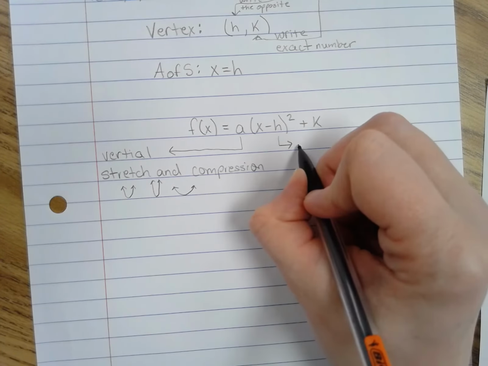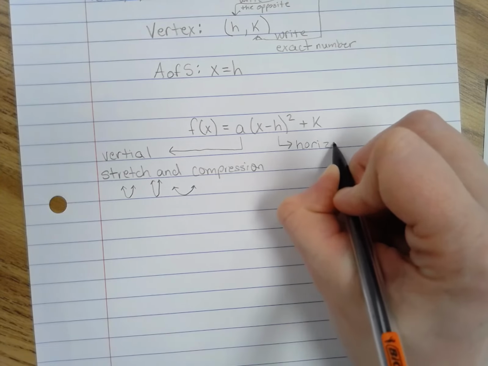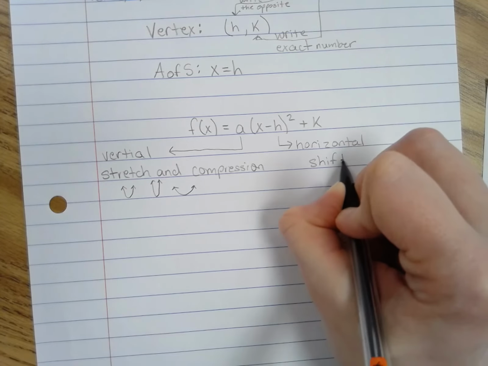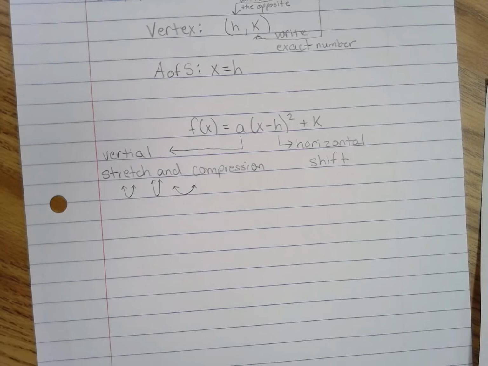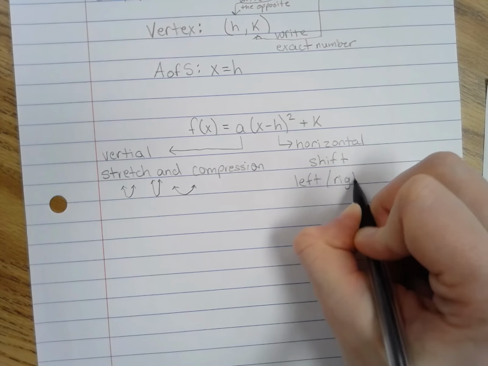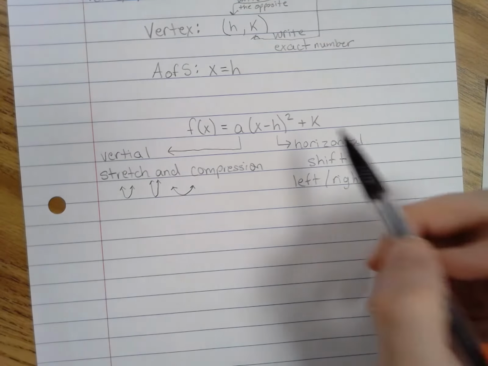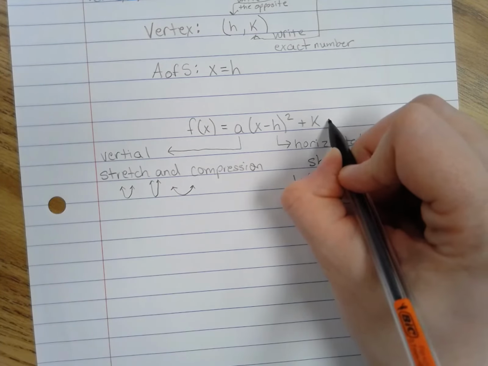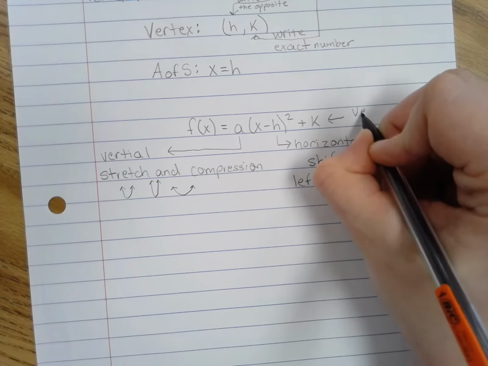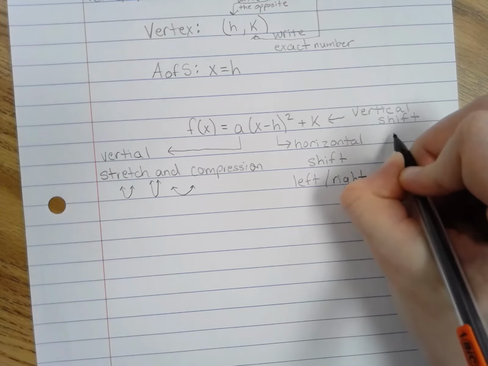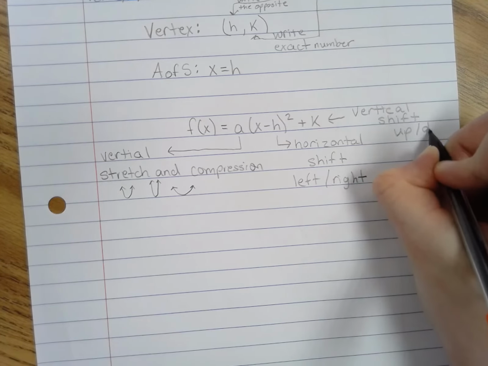The h value, we do use that to name our vertex, but that will determine a horizontal shift. Horizontal shift. And so that will determine from the origin, is our graph going to shift left and right from the origin? And so you probably guessed it, the k value is going to determine a vertical shift. So that would be up and down.